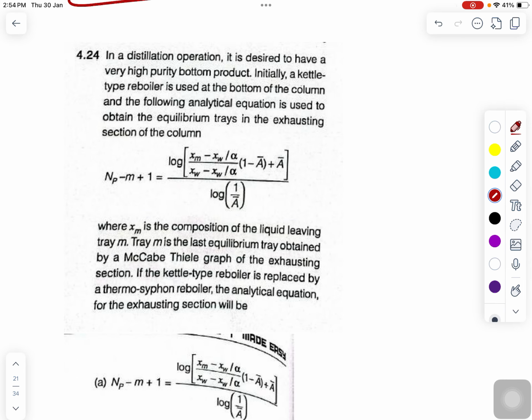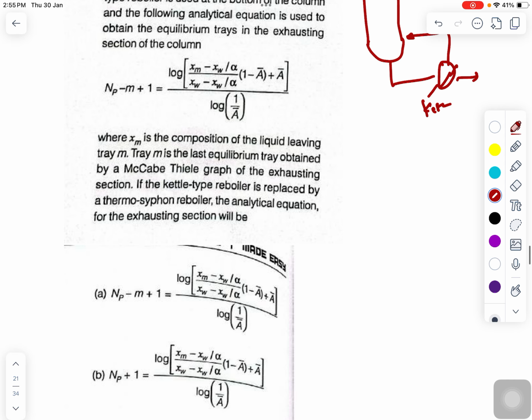Next question says that in a distillation operation, it is desired to have a very high purity bottom product. Initially, a kettle type reboiler is used at the bottom of the column. So when we talk about the distillation column here, you can see at the bottom of the distillation column we have a kettle type reboiler. And the following analytical method is being used to calculate the number of stages in the distillation column, where xm is the composition of the liquid leaving the mth tray and m is the least equilibrium tray obtained at McCabe graph. Now it is saying that the kettle type reboiler is replaced by a thermosiphon reboiler.